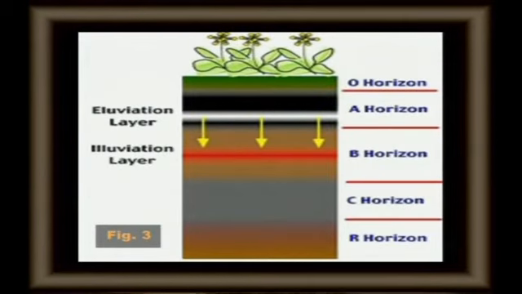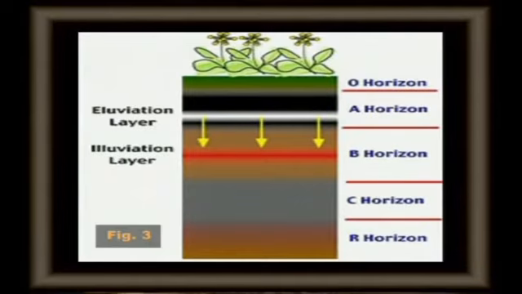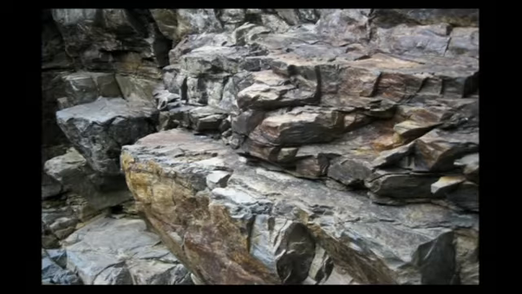The C horizon is composed of weathered parent material. The final layer in a typical soil profile is called the R horizon. This soil layer simply consists of unweathered bedrock.